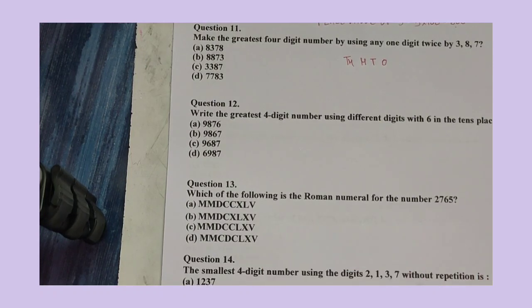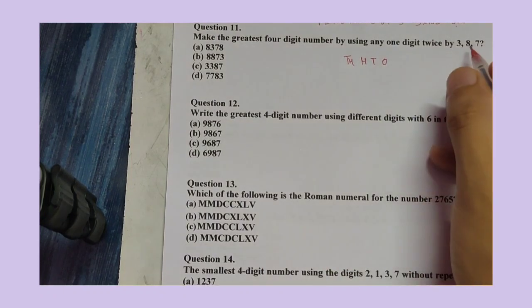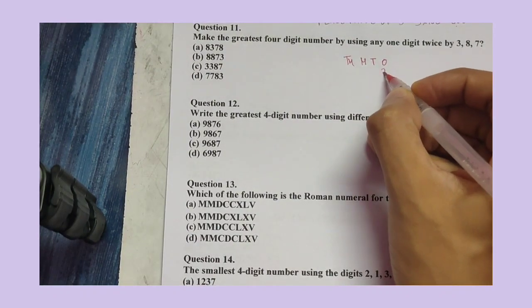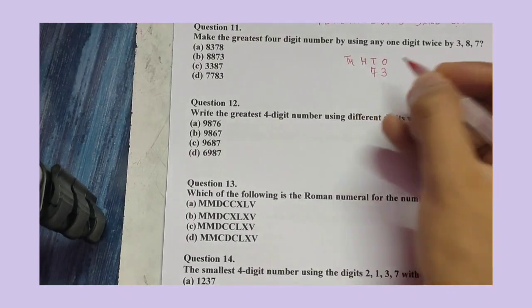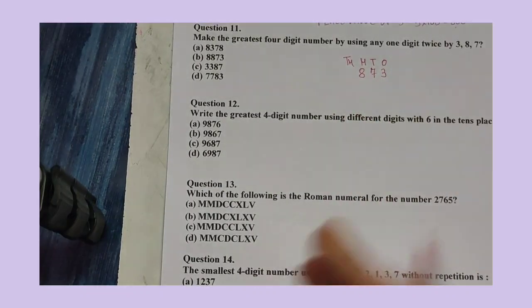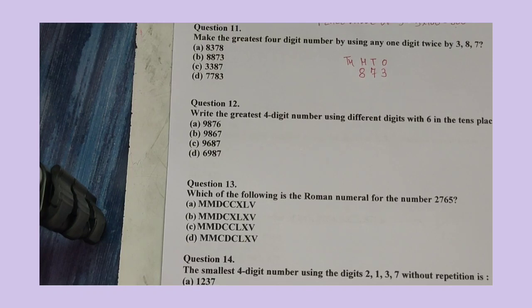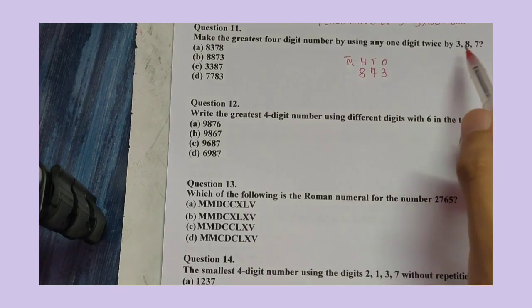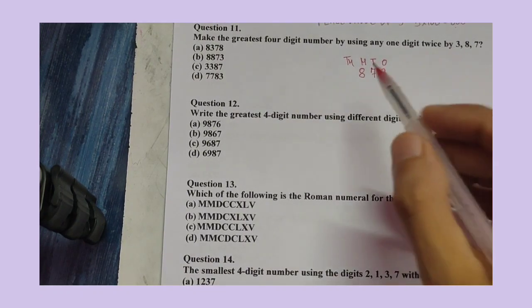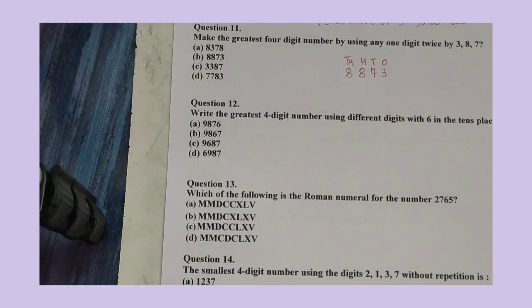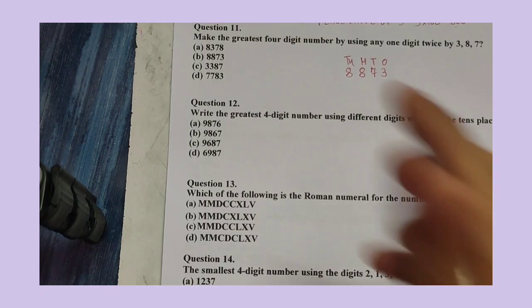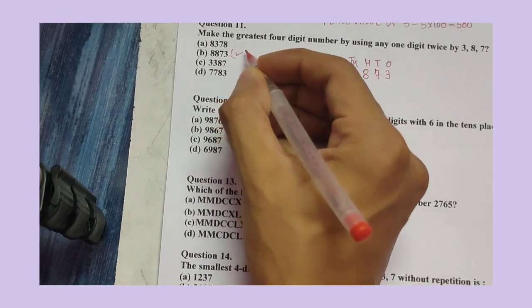So at the ones place we will take the smallest number. The smallest number out of these 3 is 3. Then it comes 7 and then it comes 8. But we want the greatest 4-digit number, and one number can be used twice. So we will use the greatest number twice, and out of these 3 the greatest number is 8. So 8 will be written twice. So we get the answer as 8873. That is option B.